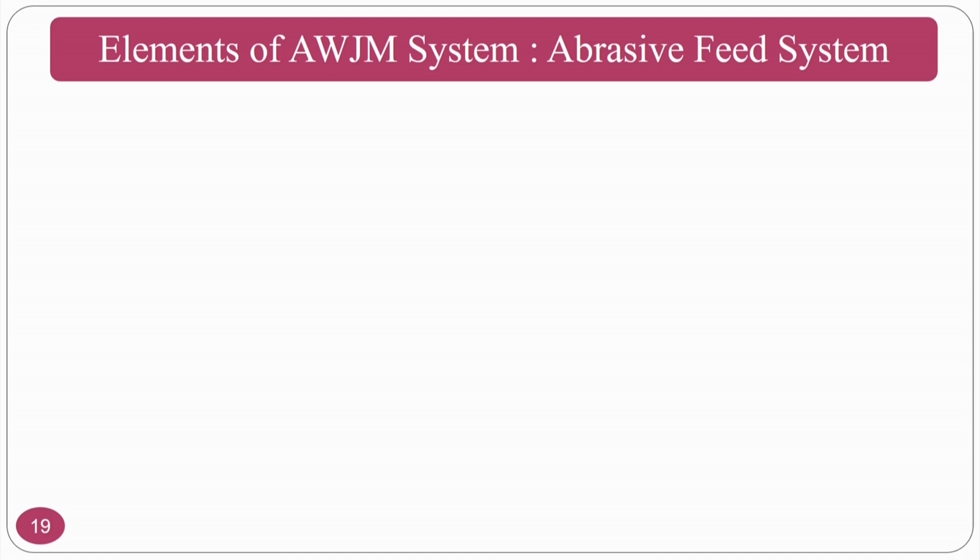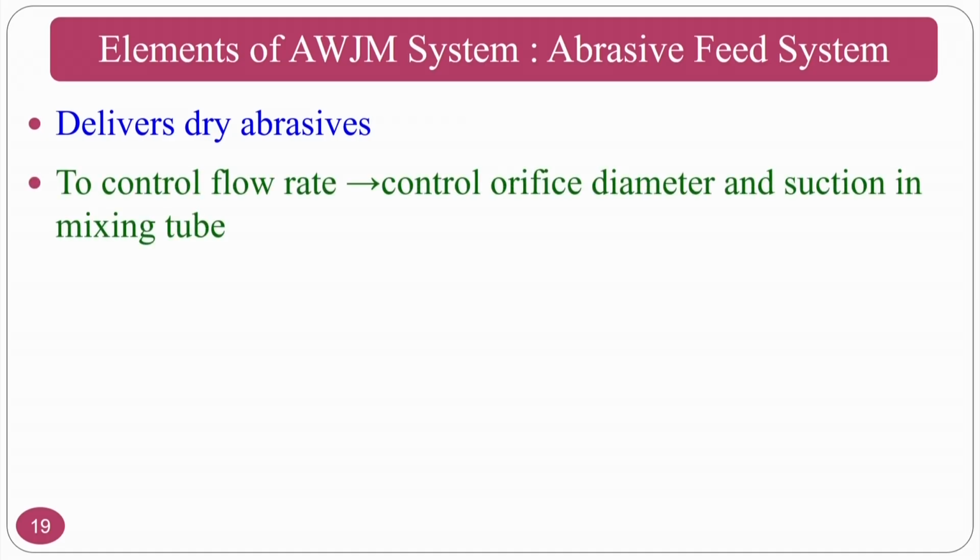Elements of abrasive water jet system, the second element is the abrasive feeding system. It delivers the dry abrasive particles, and to control the flow rate, the control orifice diameter suction mixing tube will be there. As you have seen in the previous slide, normally you have a mixing tube where it will suck as per the requirement. Normally, if you do not control much, this sucking will be done by the virtue of gravity plus the difference between the pressures. So, this is how the mechanism works.